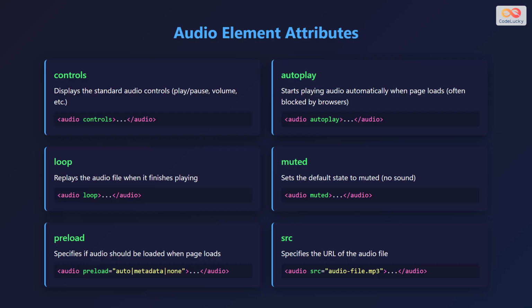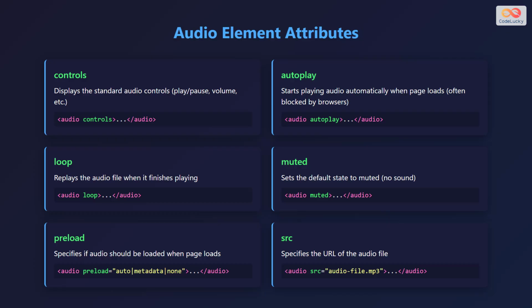Let's explore the key attributes of the audio element. The controls attribute displays the standard audio controls such as play, pause, and volume. The autoplay attribute starts playing the audio automatically when the page loads. However, it's often blocked by browsers to prevent disruptive user experiences.